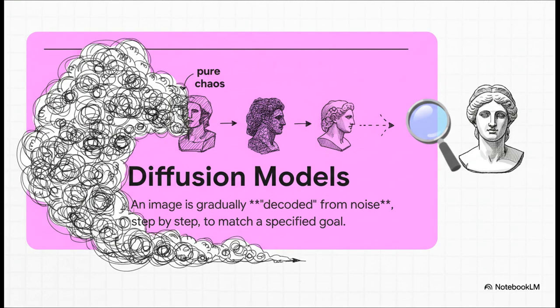Now for diffusion models. This approach is a totally different ballgame. A diffusion model starts with pure chaos, just an image of random noise, kind of like old-school TV static. Then, using your text prompt as its guide, it slowly and carefully starts chiseling away that noise step by step until a clear, beautiful image emerges from the static. It really is like a sculptor revealing a masterpiece from a block of marble.